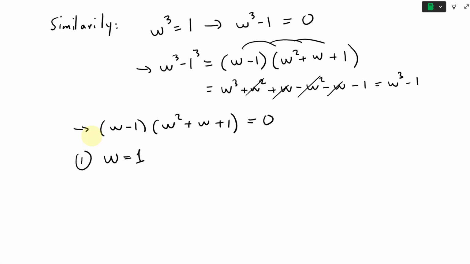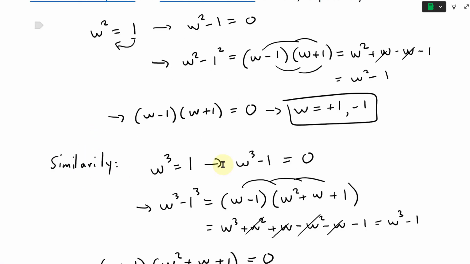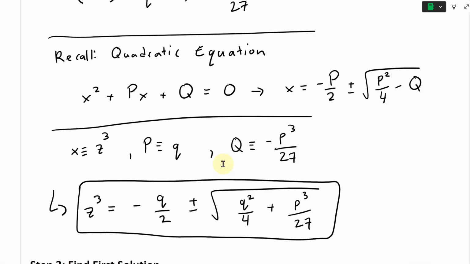And now the other two are when this one is equal to 0. So for solution 2, we have w squared plus w plus 1 equals 0. This is a quadratic formula, using the PQ method. We'll just scroll back up to that quadratic one. If we have it like this, x squared plus px plus q, then we're going to have basically equals this right here.